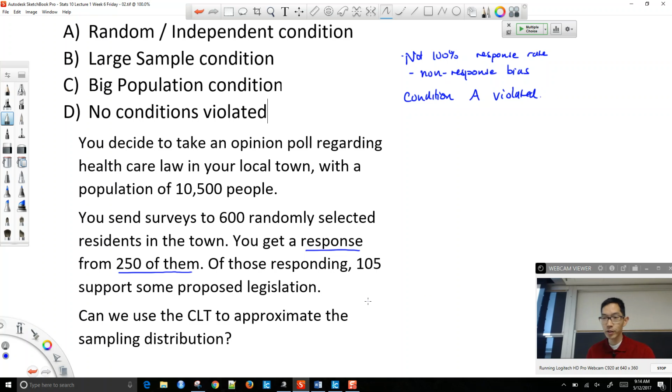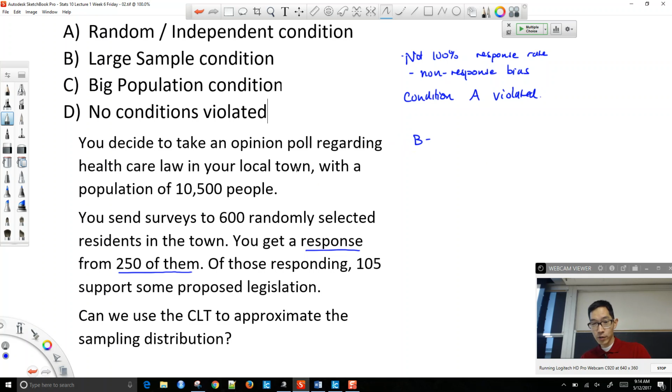We can go through the other conditions, but as soon as we find out that the random and independent condition has been violated, there's no real sense in even trying to use the central limit theorem. You might be able to use the data for something else, but it's a lot more tricky.